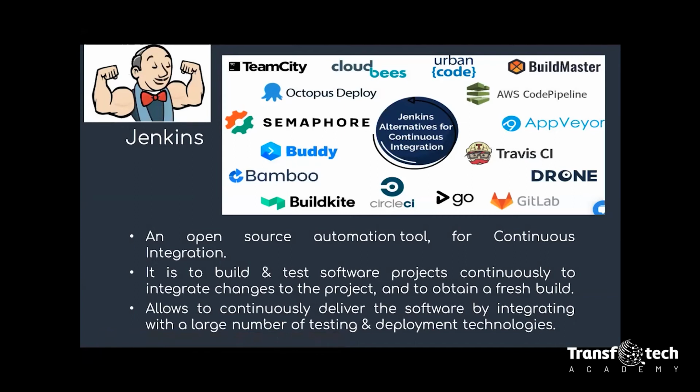Jenkins is an open source automation tool built for continuous integration purposes. Jenkins is used to build and test software projects continuously, making it easier for developers to integrate changes to the project and making it easier for users to obtain fresh builds. It also allows you to continuously deliver the software by integrating with a large number of testing and deployment technologies. There are a few alternatives for Jenkins, such as JetBrains and Bamboo Continuous Integration.